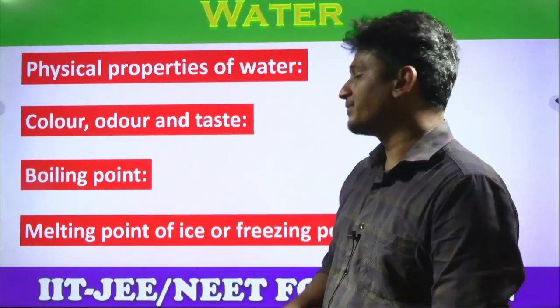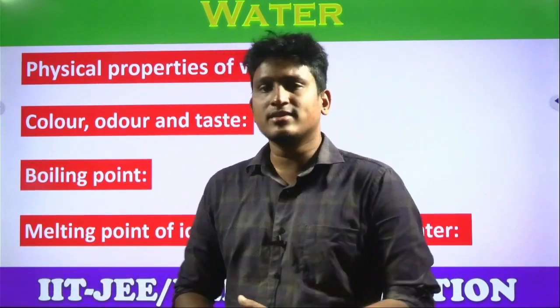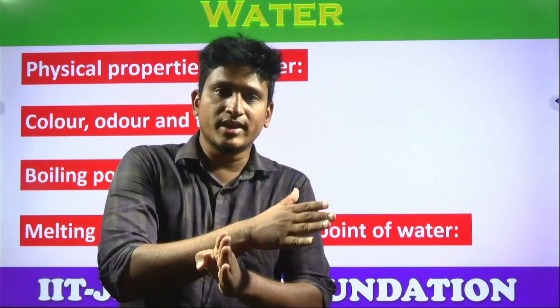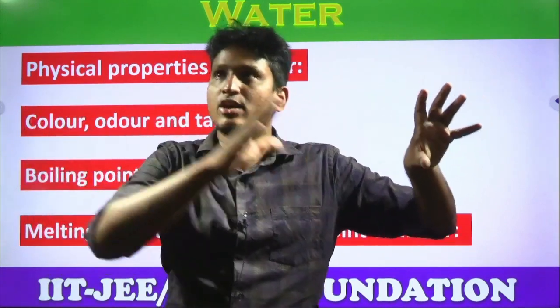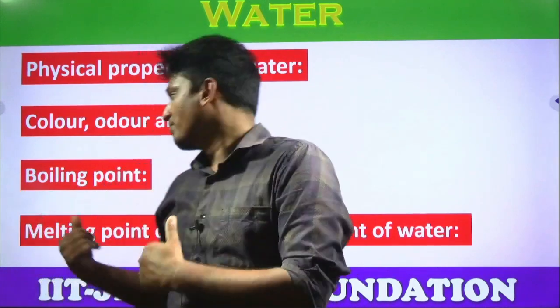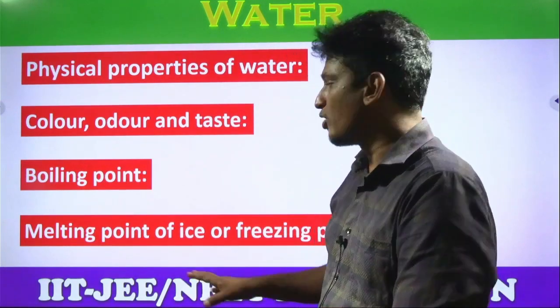Next, what is the melting point or freezing point? Melting point is 0 degrees Celsius. So boiling point is 100 degrees Celsius, melting point is 0 degrees Celsius. That means below 0 degrees H2O exists as ice. After 0 degrees it exists as water. Below 100 degrees water, above 100 degrees vapor. That means below 0 ice, 0 to 100 liquid water, above 100 water vapor. Understood? These boiling and melting points change if any dissolved salts are present in the water. Remember, normal water boils at 100 degrees Celsius and melts at 0 degrees Celsius.